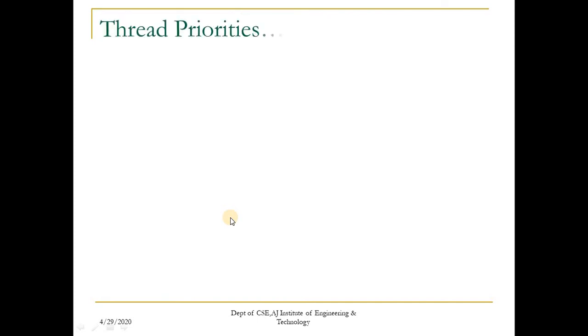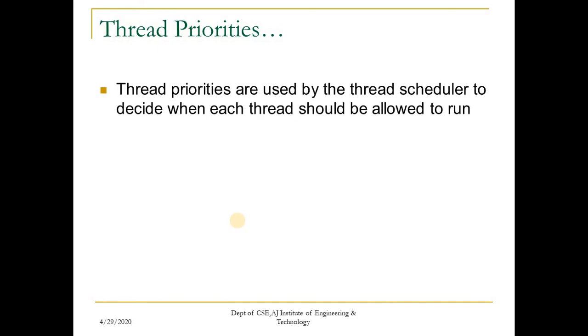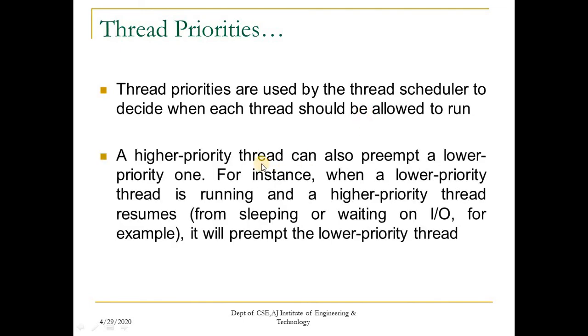Next topic is thread priorities. Thread priorities are used by the thread scheduler to decide when each thread should be allowed to run. The thread scheduler has to decide when each thread should be allowed to run, so it will decide based on the priority of the thread. A higher priority thread can also preempt a low priority one.